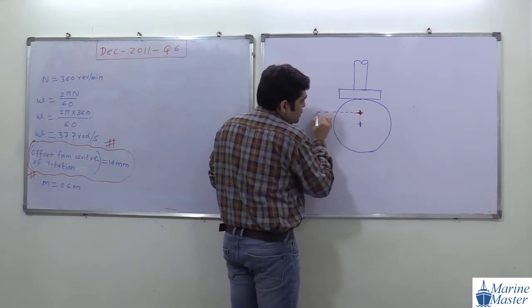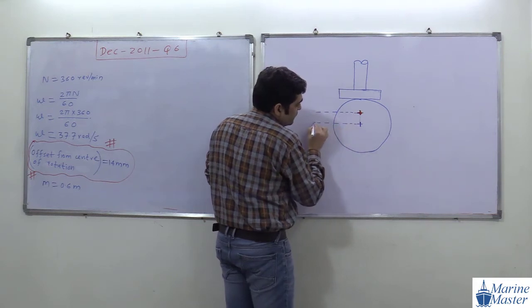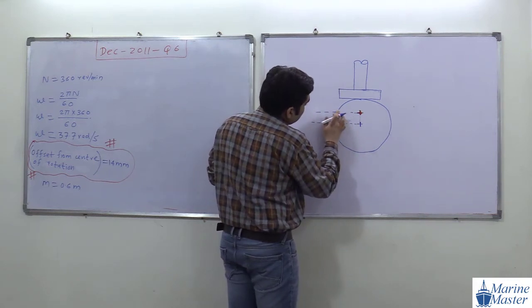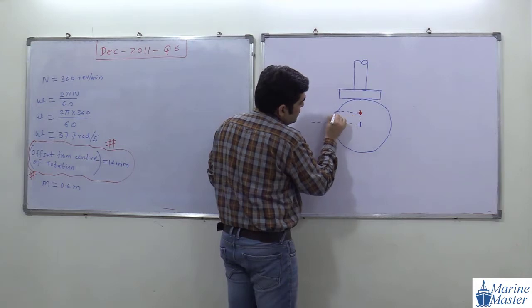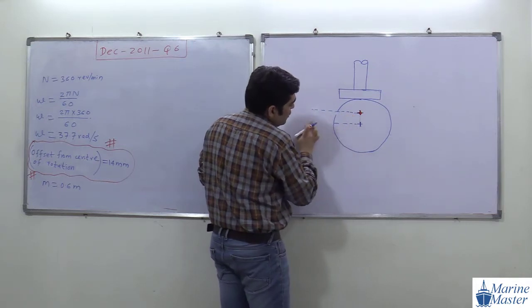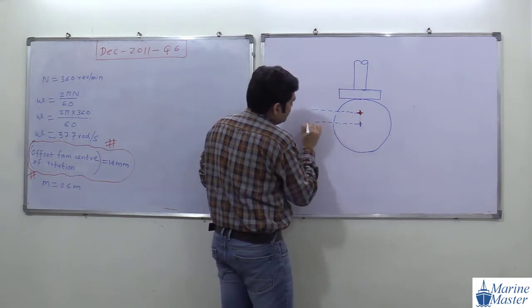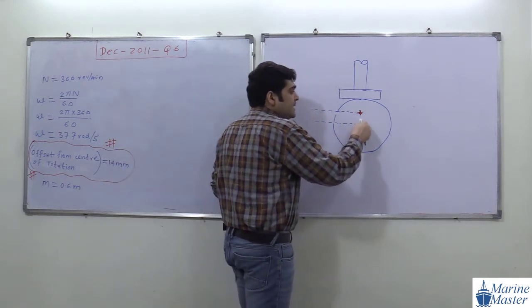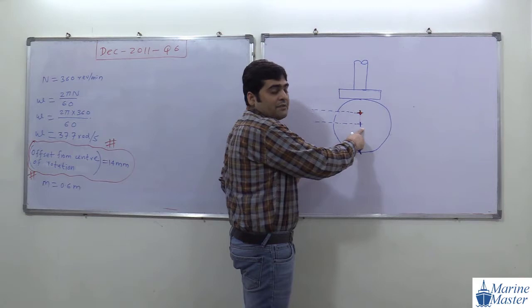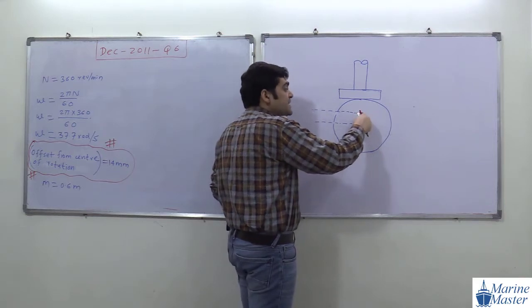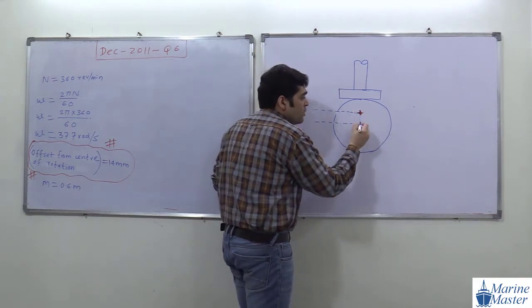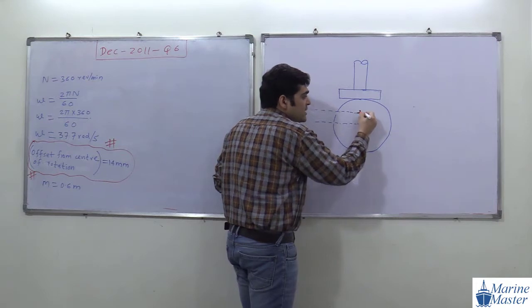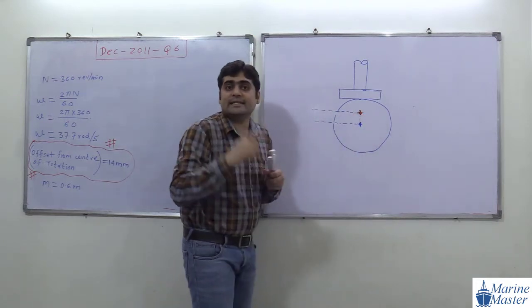How much is that distance? In the question they mentioned that the distance is 14 mm. Okay. How much distance did they mention? Offset from the center of rotation. So it means from the center. So this is the center of our cam. From the center to the center of rotation. What does this red one indicate? This red one indicates the center of rotation.